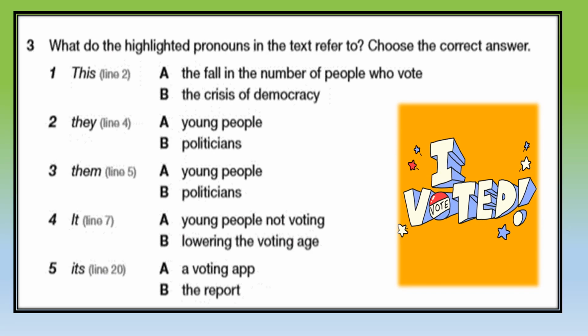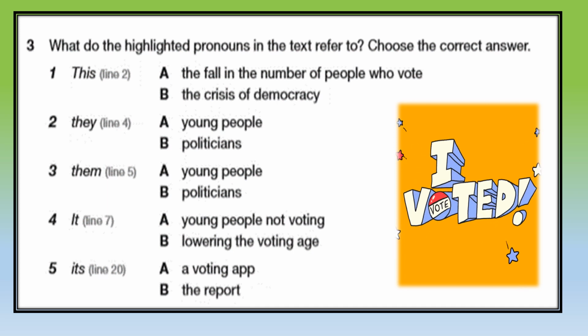Open your book page 106 to answer the third activity. What do the highlighted pronouns in the text refer to? Choose the correct answer. افتحي كتابك صفحة 106 لتجيب على النشاط الثالث. إلى ماذا تعود الضمائر البارزة في النص؟ اختاري الإجابة الصحيحة. And these pronouns have been discussed through the explanation and you can return to the text to make sure of the answers. تم الإشارة إلى هذه الضمائر من خلال الشرح. بإمكانك الرجوع إلى النص لتتأكدي من الإجابات.